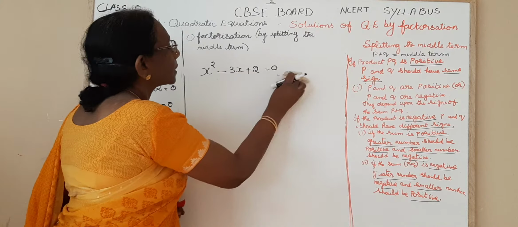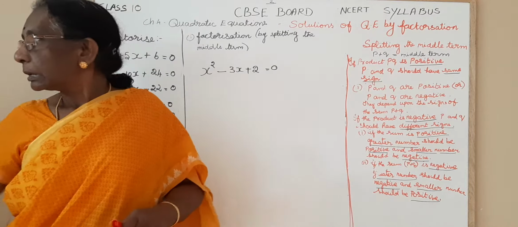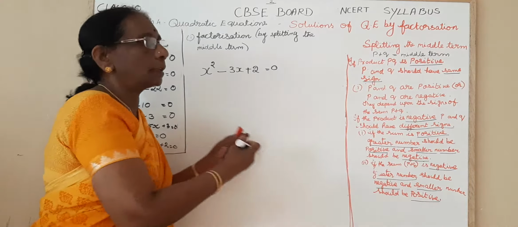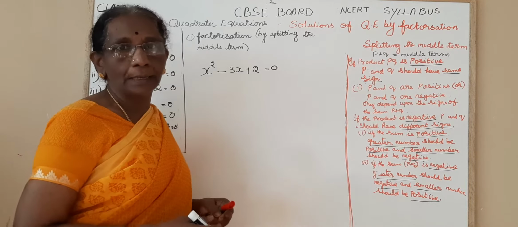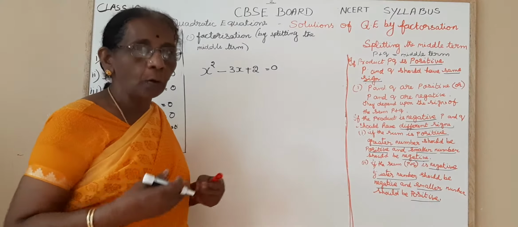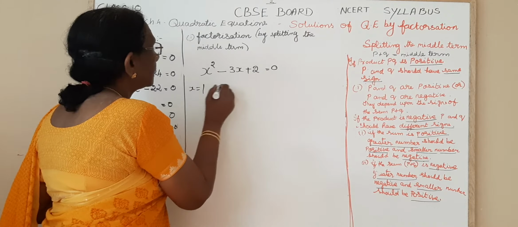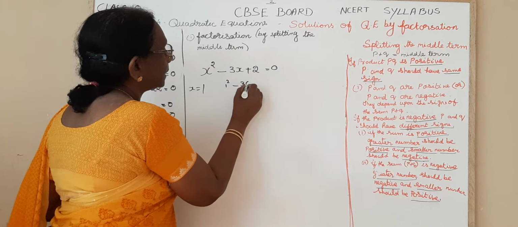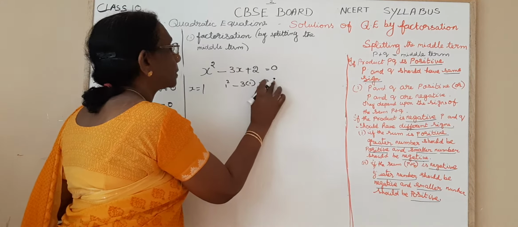Now let us see how to find the solution. Let us first do it by trial and error method as you did in 9th standard. Let us recall that. So first we put x is equal to 1. So 1 squared minus 3 into 1 plus 2. You should not put the equal sign here, this is the left hand side.